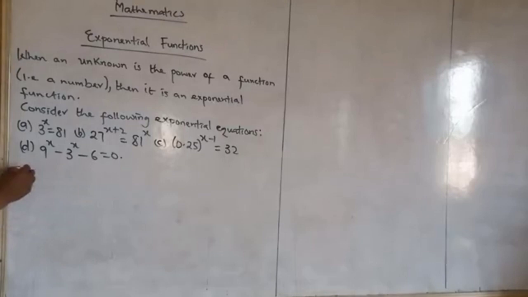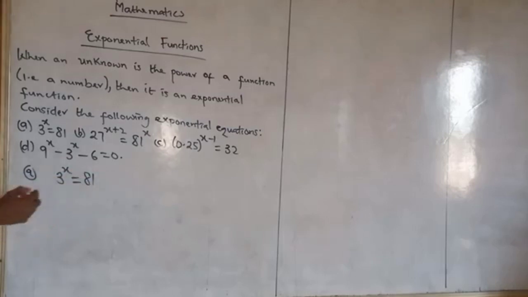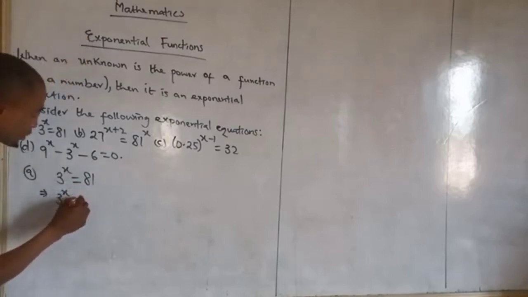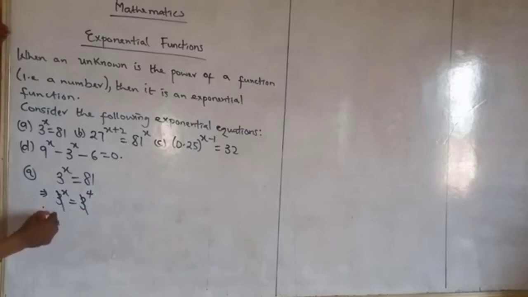A, we have 3 to the power of x equals 81. So we can write this as 3 to the power of x equals 81, which can be expressed in power of 3. So that is 3 to the power of 4 will give us 81. So this 3 can cancel this 3. Therefore, we can say that x equals 4.